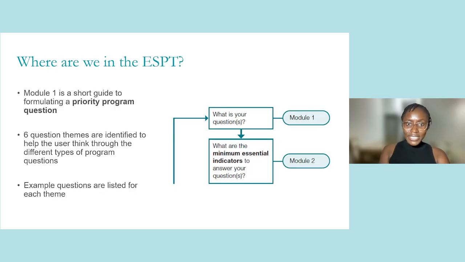Let's first orient ourselves to where we are in the ESPT navigation tree. We are starting with Module 1, which asks, what is your question or questions? Module 1 is a short but very important guide to formulating a priority program question. This refers to a question that, if answered, would inform an important program decision such as an intervention selection.